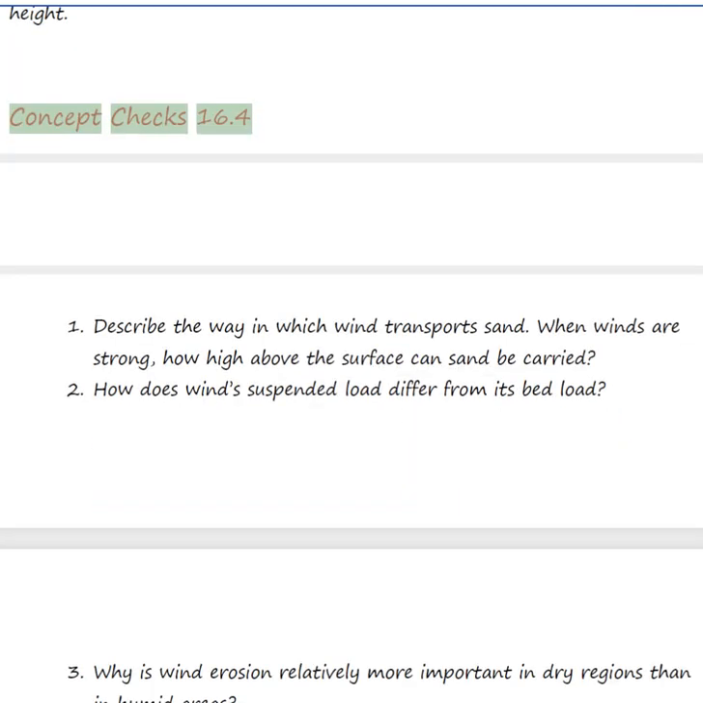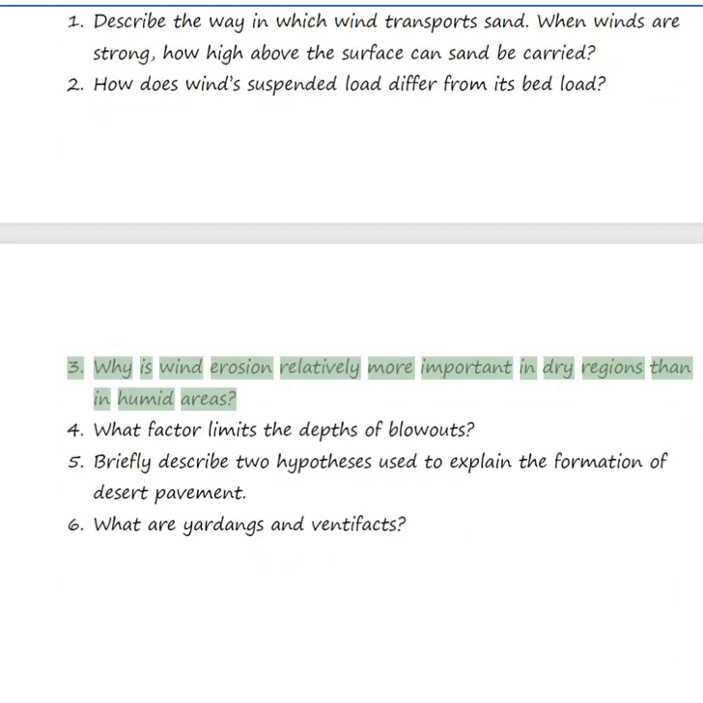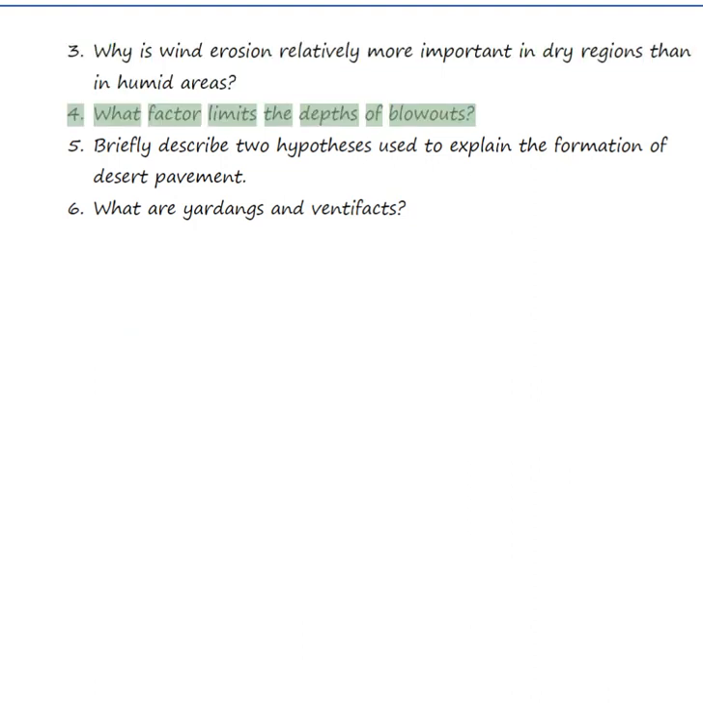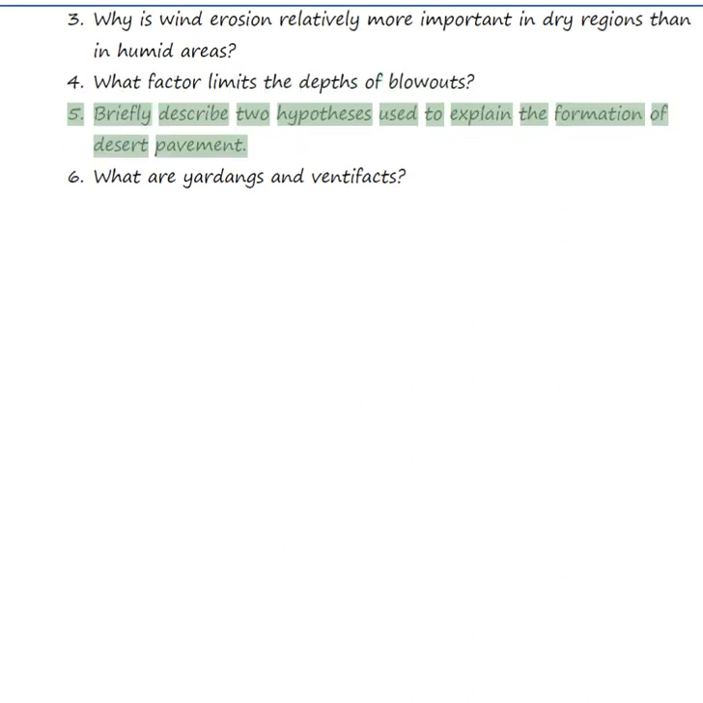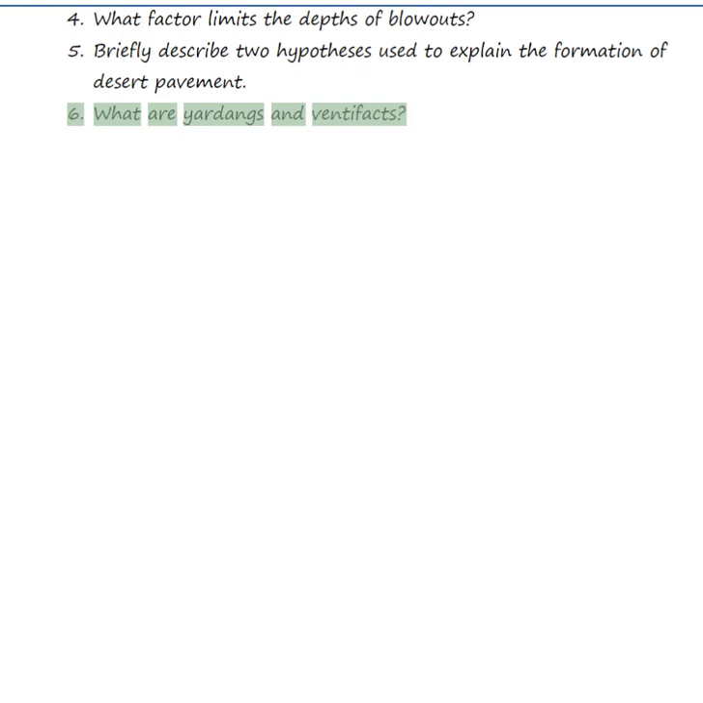Concept check 16.4. 1. Describe the way in which wind transports sand. When winds are strong, how high above the surface can sand be carried? 2. How does wind suspended load differ from its bed load? 3. Why is wind erosion relatively more important in dry regions than in humid areas? 4. What factor limits the depths of blowouts? 5. Briefly describe 2 hypotheses used to explain the formation of desert pavement. 6. What are yardangs and ventifacts?